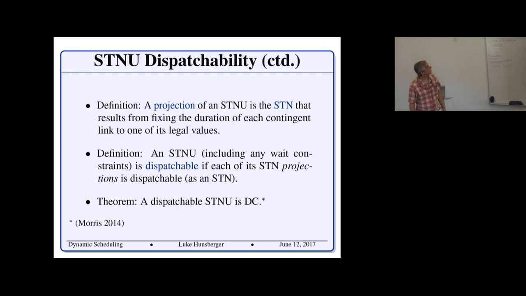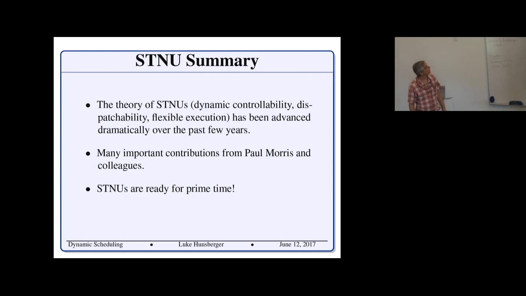I'm going to skip these slides just because I'm flexible. Then I'll just say that the theory of STNUs has been advanced dramatically over the past few years. And as I've tried to stress to the ICAPS community, STNUs are ready for prime time. Brian Williams and many folks here are using STNUs, incorporating them into their planning and scheduling applications, and that's great.